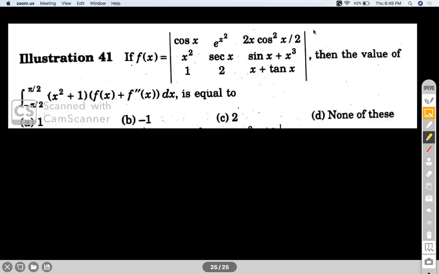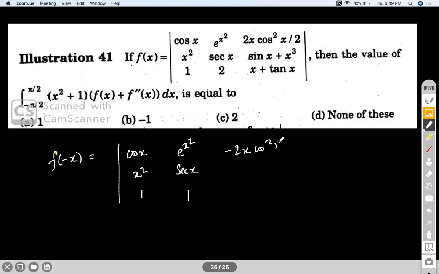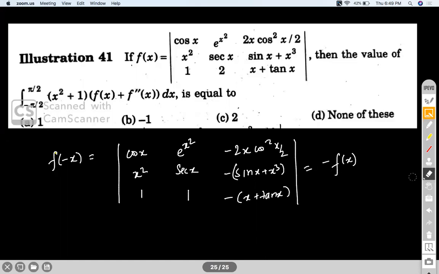Let's see who has responded. Sukhit, you're correct. See guys, it's just a 1 minute problem, not more than that. If you look at the function and replace your x with minus x, remember, nothing will change in the first column, nothing will change in the second column, but everything in the third column will become negative, isn't it? Which clearly implies this is negative of f of x. That means f of x is an odd function.